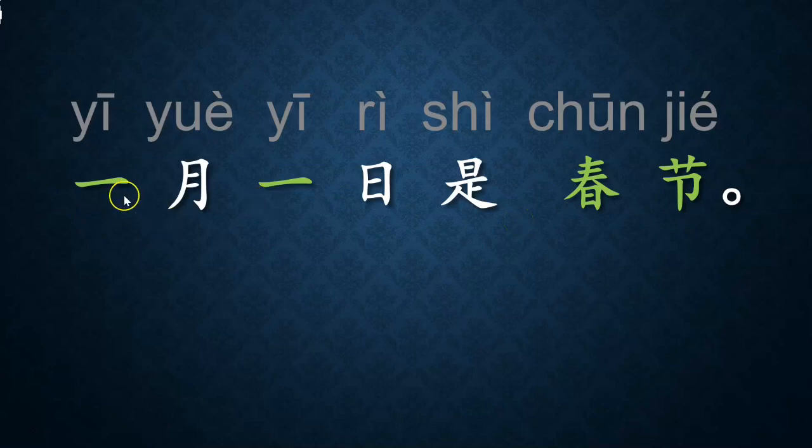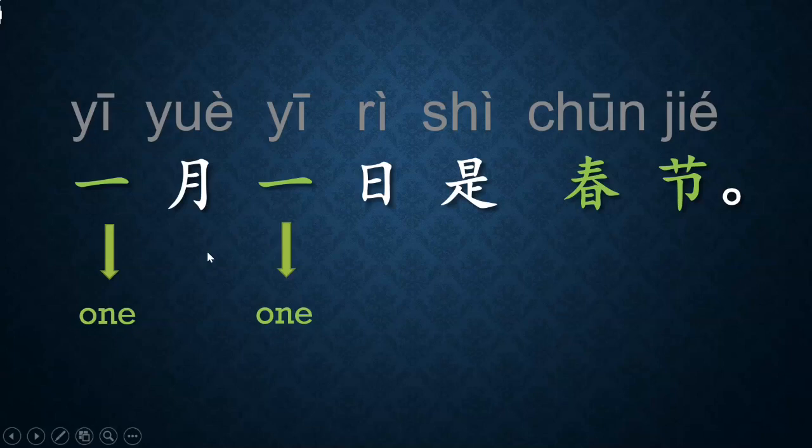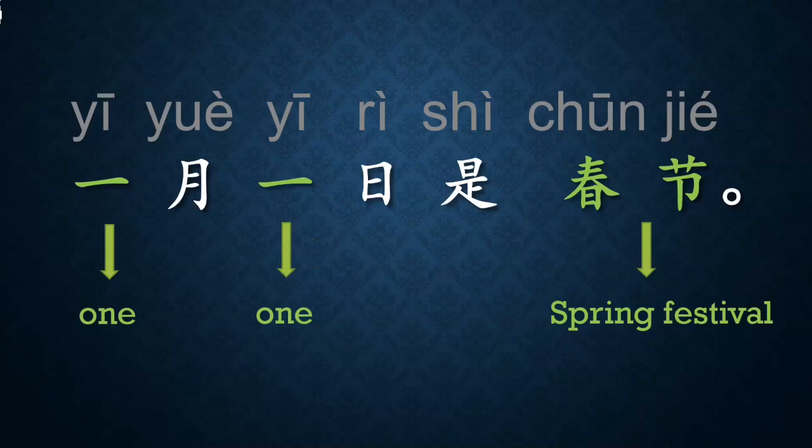Okay, do you have any clues so far? Okay, so 1 and 1 here we have already learned, right? It is a number. Which number is it? Wow, it is the number 1, right? 1, 2, 3, 4, 5, 1, just 1. And 春节, obviously, it is the Spring Festival. Okay, so what do you think this sentence is trying to say? 1 something, 1 something, something, Spring Festival. Okay.